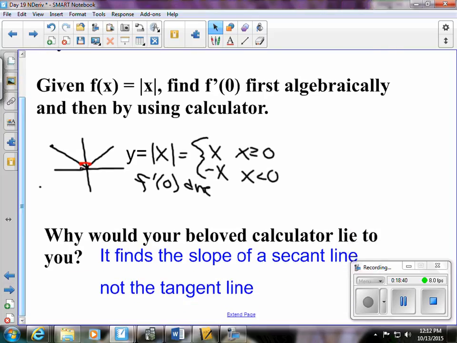So it finds the slope of the secant line, not the slope of the tangent line. That's why it's lying to you. And it laughs every time you jot it down.